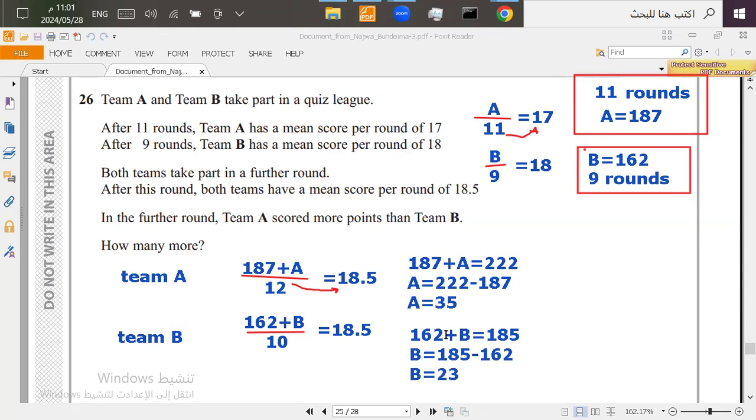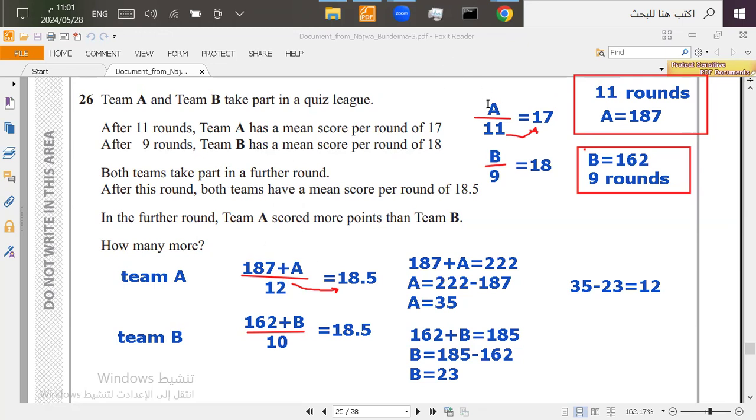Now I subtract the points of these rounds, so 35 minus 23 will give me 12 points. And this is how you answer a question like this. So the difference in points in the last round will be 12 points. And that's the idea of this question.